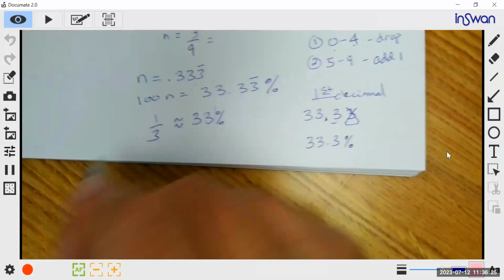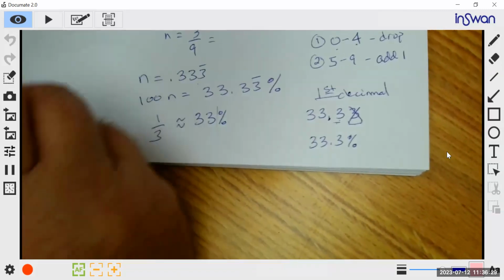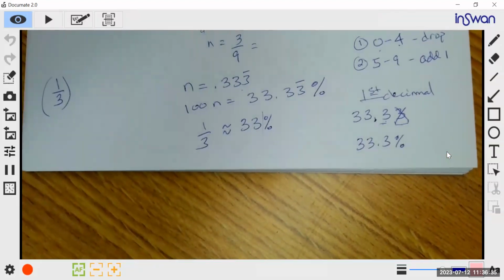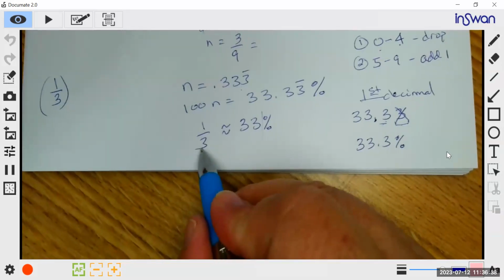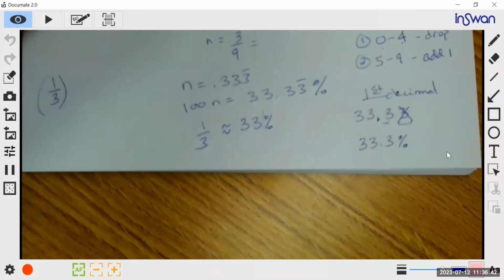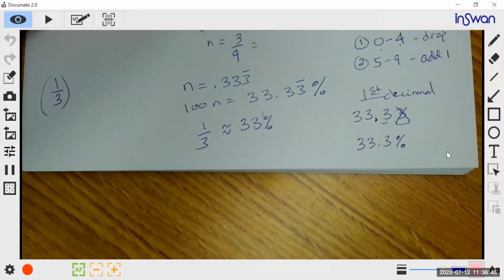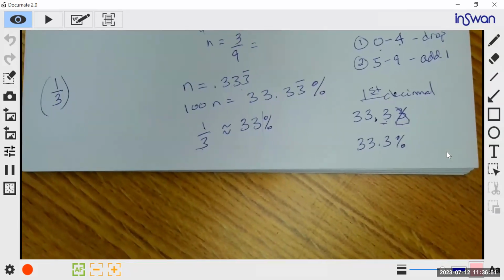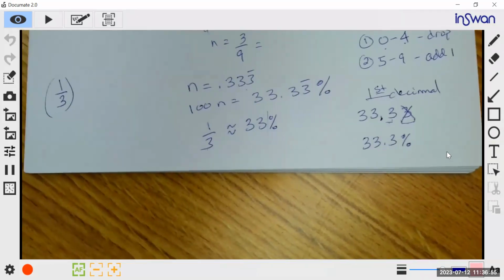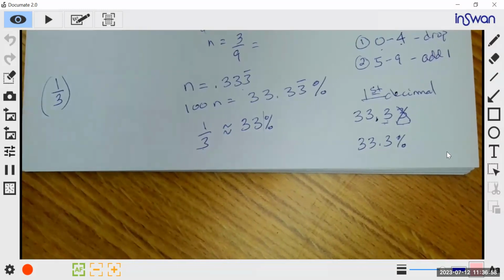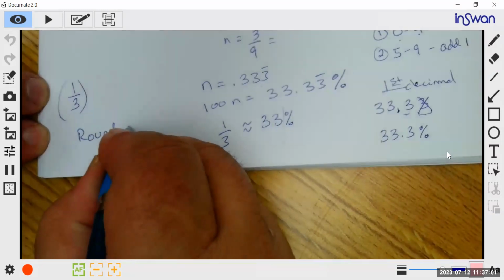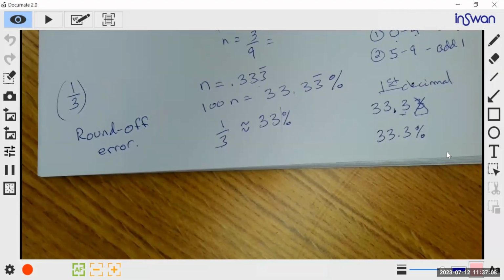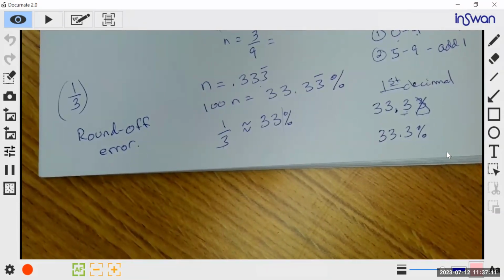Whenever you're doing calculations mathematically, multiply by the fraction 1/3, because 1/3 is more accurate than 0.33. With 0.33 or 33%, I'm missing an infinite number of digits. So this is more accurate than the rounded version. And that's what we call a round off error. It all depends on if we have numbers that go on forever and we round them off.